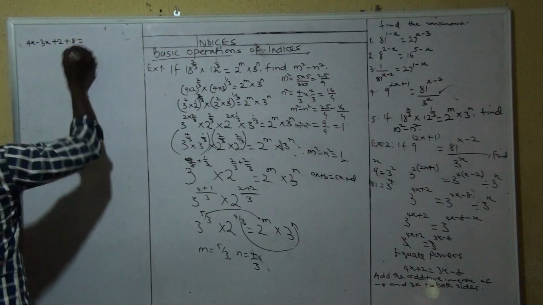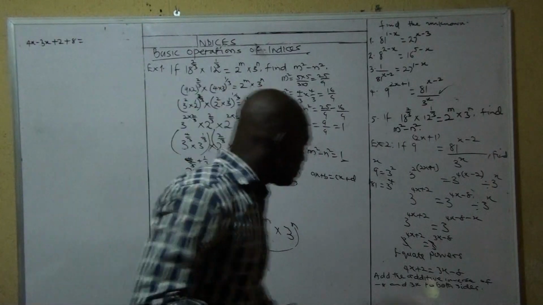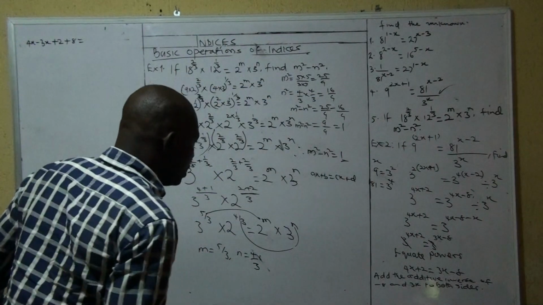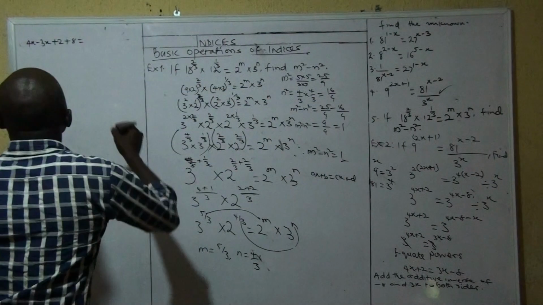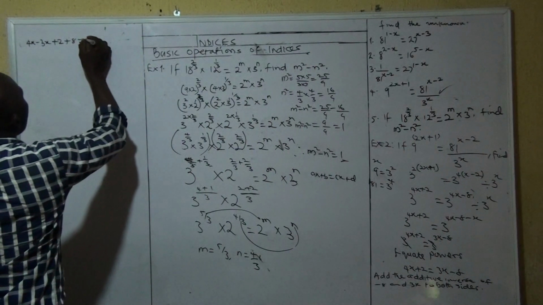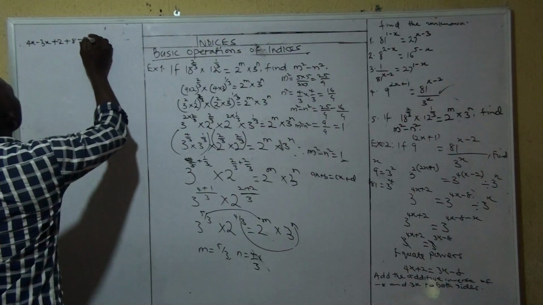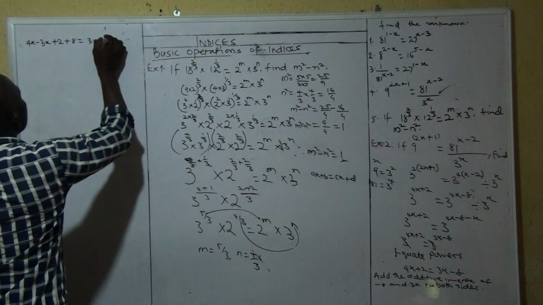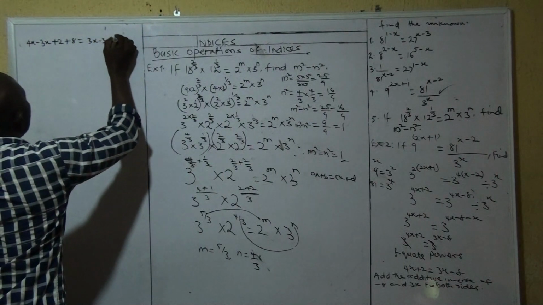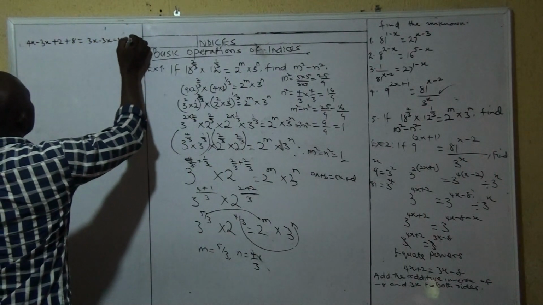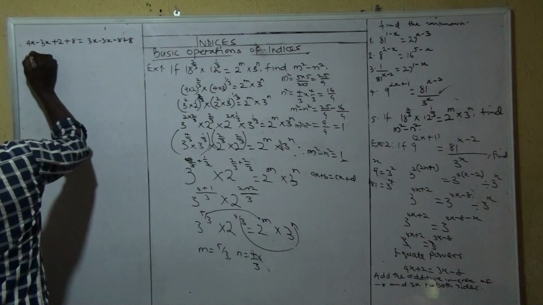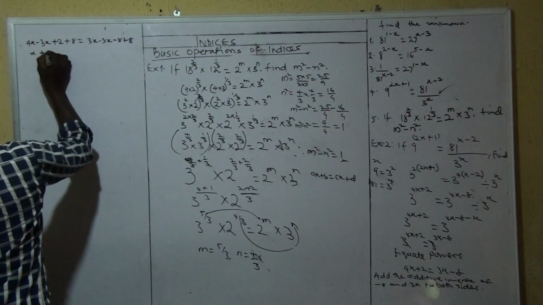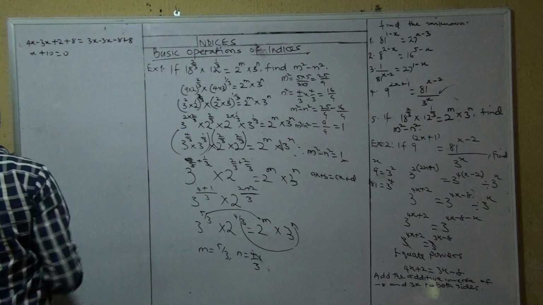Is equal to 3x minus 3x minus 8 plus 8. So here what we have is x plus 10 is equal to 0.